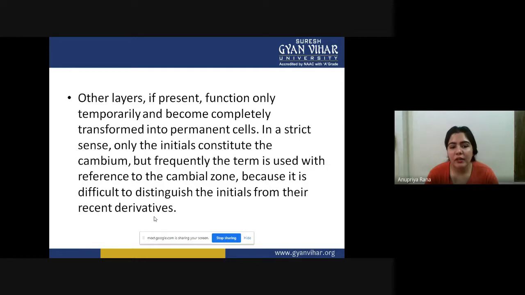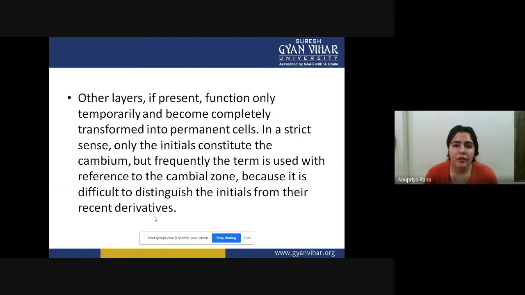So, in a strict sense, only the initial constituents are the cambium, but frequently the term is used to refer to the cambial zone because it is difficult to distinguish the initials from their recent derivatives. Whatever is forming here, the final goal is to make a strict, non-dividing or permanent zone of the cambium.